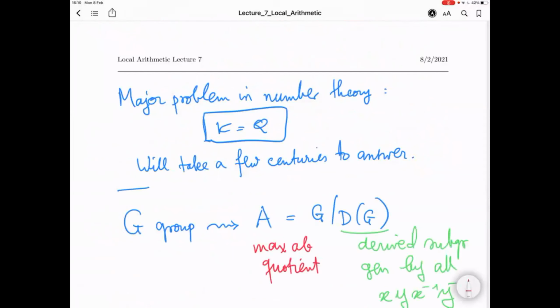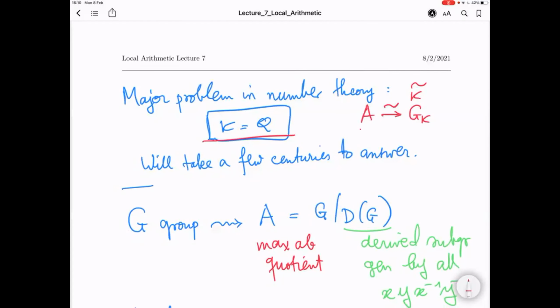Okay, so the major problem in number theory is, of course, what happens when K is equal to Q. Even in this case, there's absolutely nobody who is capable of giving you a system of generators for K tilde and giving you an isomorphism of GK with a known group. I mean, all this is out of reach for a couple of centuries.